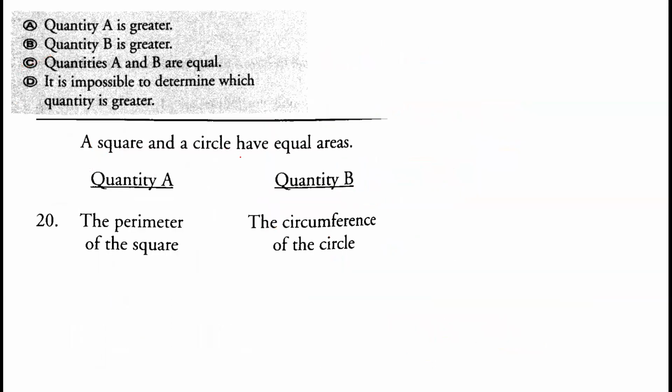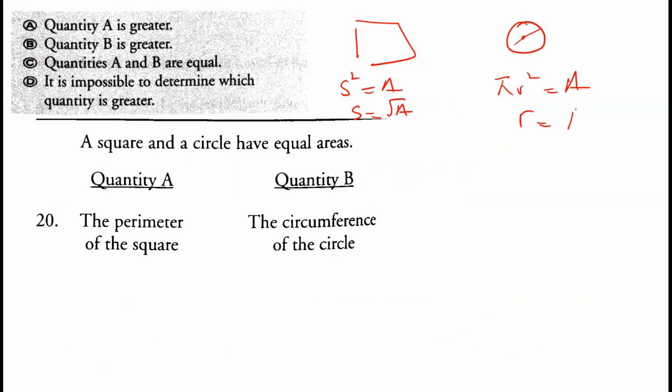Now a square and a circle have equal areas. So over here, S squared equals A, and over here, this is your R. So pi R squared equals your area. So S equals under root A and R squared equals A over pi. So R equals under root A over pi. This is your radius.